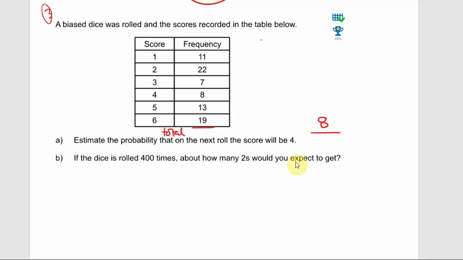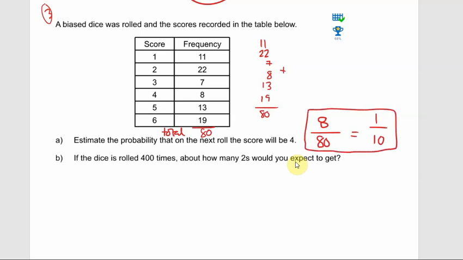So I'm going to do 11 plus 22 plus 7 plus 8 plus 13 plus 19, and I'm going to do this in my calculator, but we could easily just do it on paper, just taking our time, and it's a nice number, 80. So that's 8 out of 80, and you might be able to see that that can simplify down to 1/10.